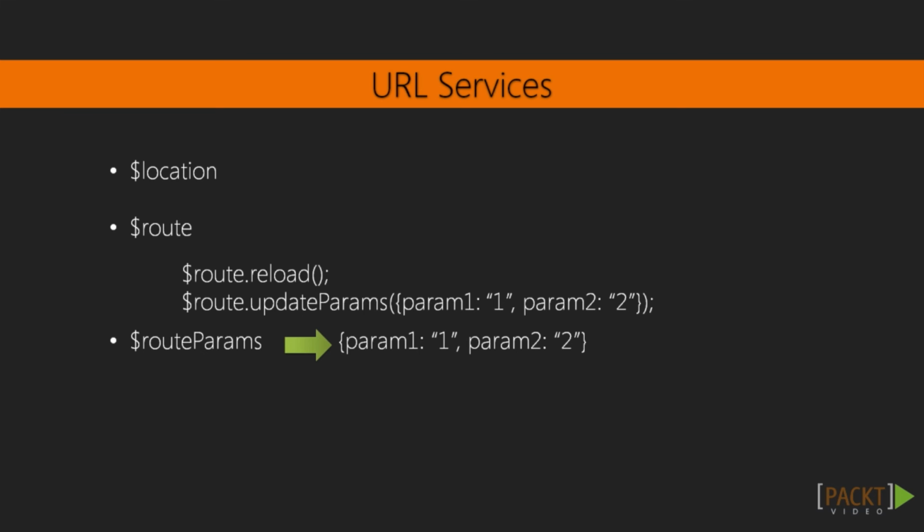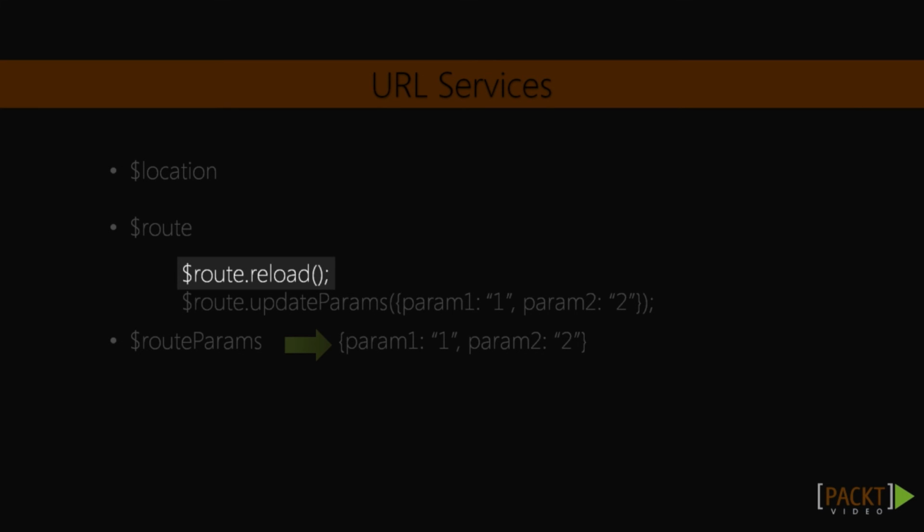Then we have the $route service. The route service is used for deep linking URLs to controllers and views. It watches the $location.url method and tries to map the path to an existing route definition. It's a service that usually works behind the curtains, but it contains a couple useful methods that you may have to use now and then.